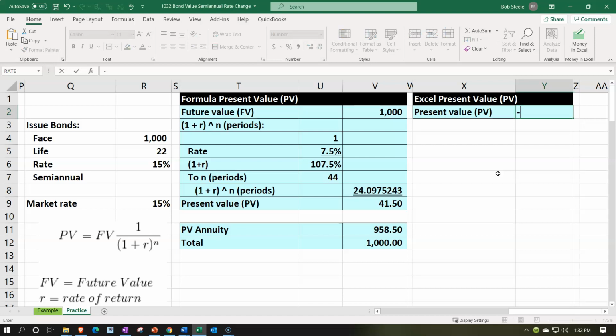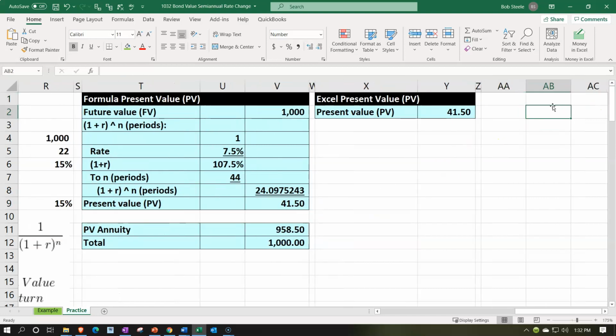So now we're going to say negative present value. Let's do the calculation again. We want to get, not the annuity, but the present value of 1. We want to get to that 41.50. So negative present value, rate is going to be the market rate divided by 2, comma, number of periods is going to be the 22 times 2, comma, because it's not an annuity, but present value of 1, the future value, then the 1,000, giving us, once again, the 41.50.